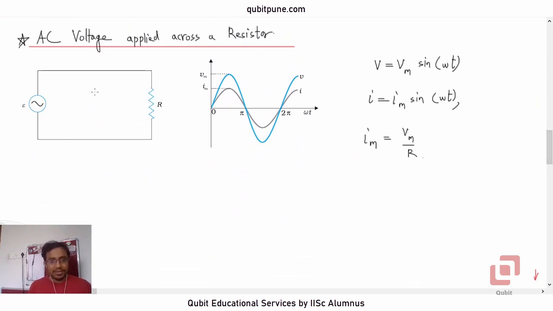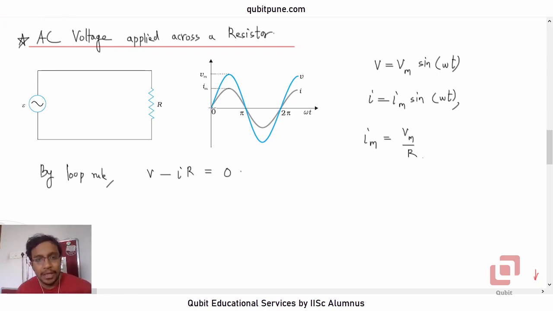This is the alternating voltage, applied across a single resistor whose resistance is R. We can apply Kirchhoff's loop rule: V minus IR is equal to 0. It's as easy as that, and V is Vm sin omega t. Therefore, I will be Im sin omega t. You can work it out. Im will be Vm upon capital R.